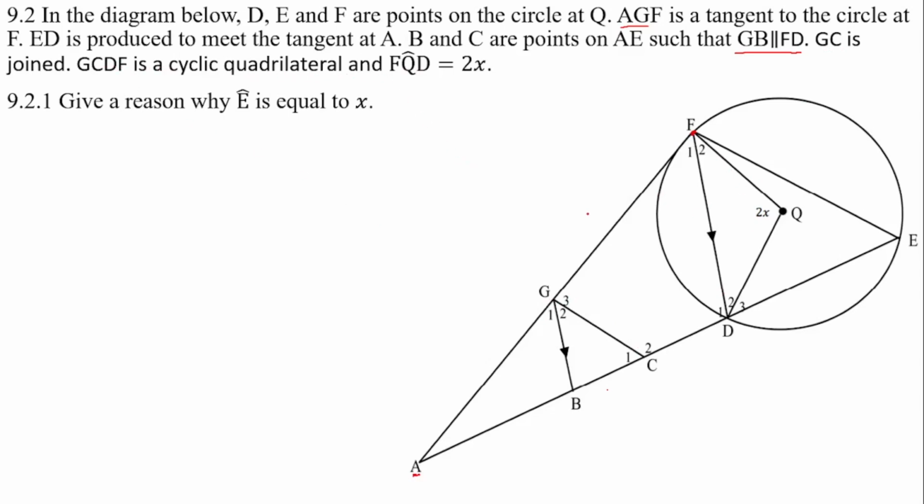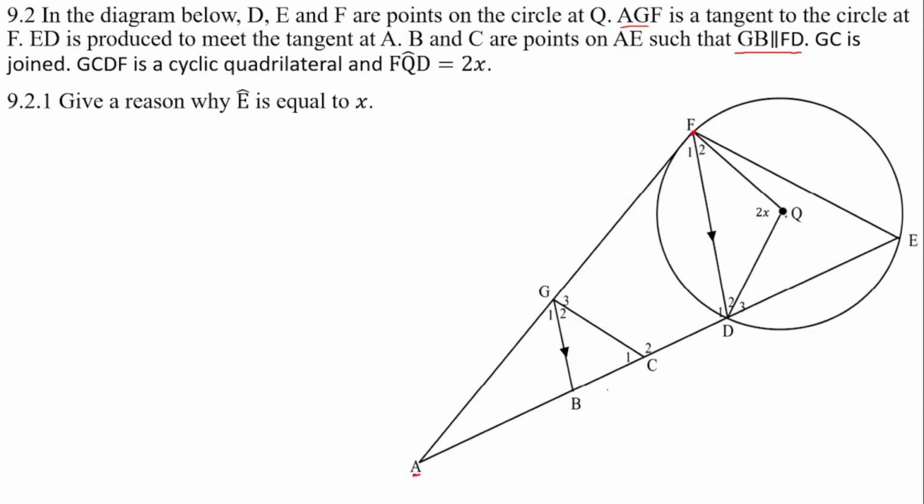FQD is 2x. We need to look at the information and fill in the diagram as much as we can. It says that in the diagram below, D, E, and F are points on the circle at Q. AFG is a tangent to the circle. So now we have to think of the tangent theorems. We have to look at the tan chord theorem and also tangent perpendicular to radius.